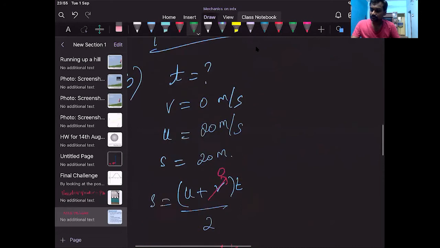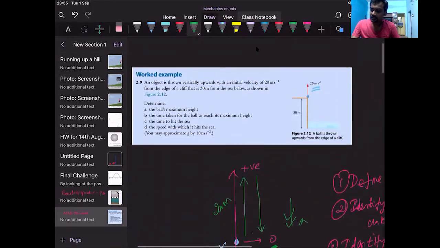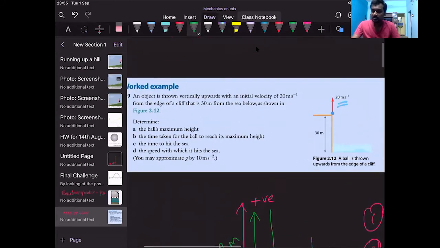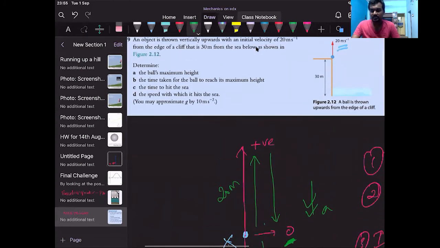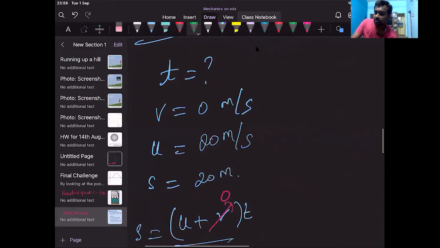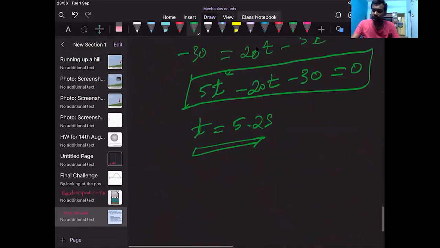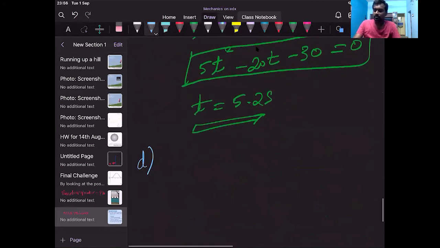What's the last question? I think it's the speed with which it hits the sea. Now look at the word, it's speed. They're not asking for velocity. They're asking for speed with which it hits the sea. Which means we basically have to find the final velocity and then just express it in terms of magnitude only. Agree? So let's go back now. So last question, E part. The question is asking for v, right?